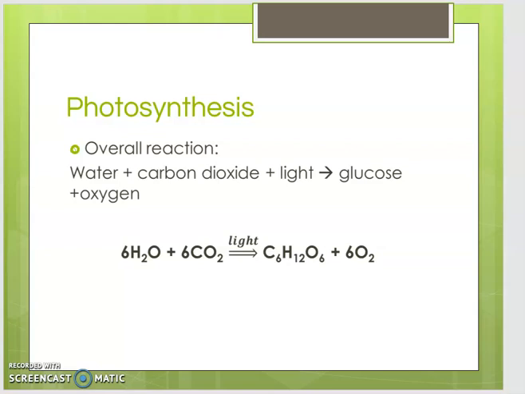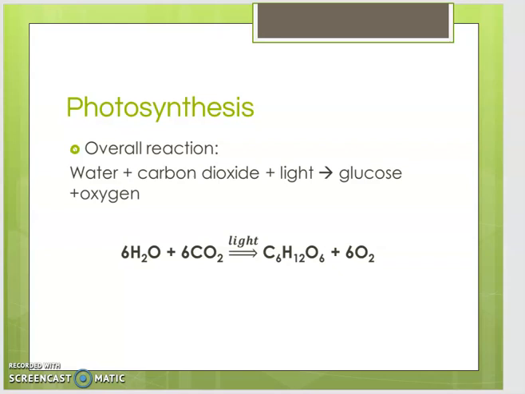So let's take a look at photosynthesis in more detail. For photosynthesis, the overall reaction is going to be 6H2O, 6 water, plus light is going to yield C6H12O6, which is glucose, plus 6O2. So water plus carbon dioxide plus light will give us glucose and oxygen.